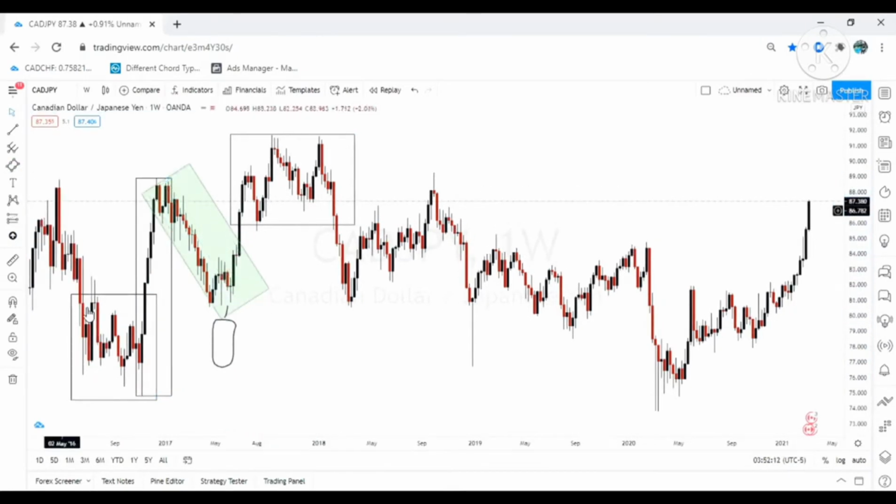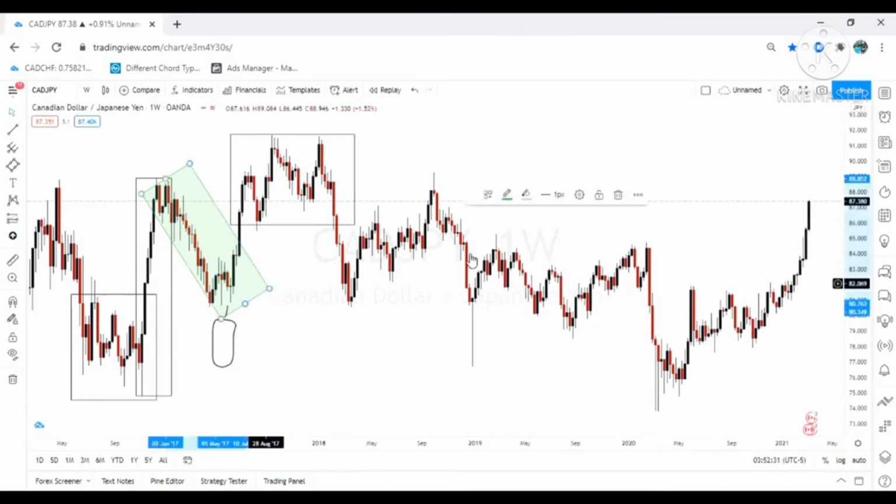We know that this is a consolidation phase. There's an impulse to the upside, there's a correction, there's an impulse, and then we got like a consolidation phase, and then we got a reversal. But I want you to understand the psychology behind every phase.